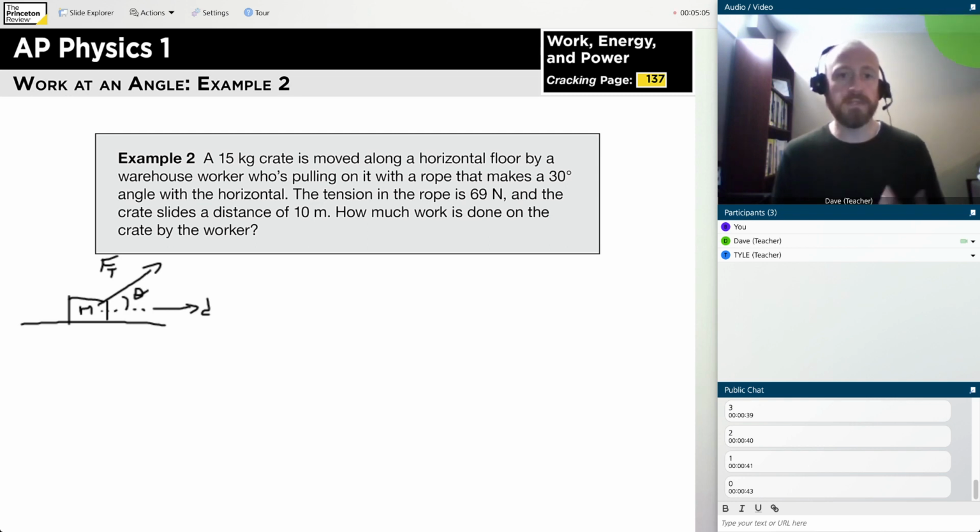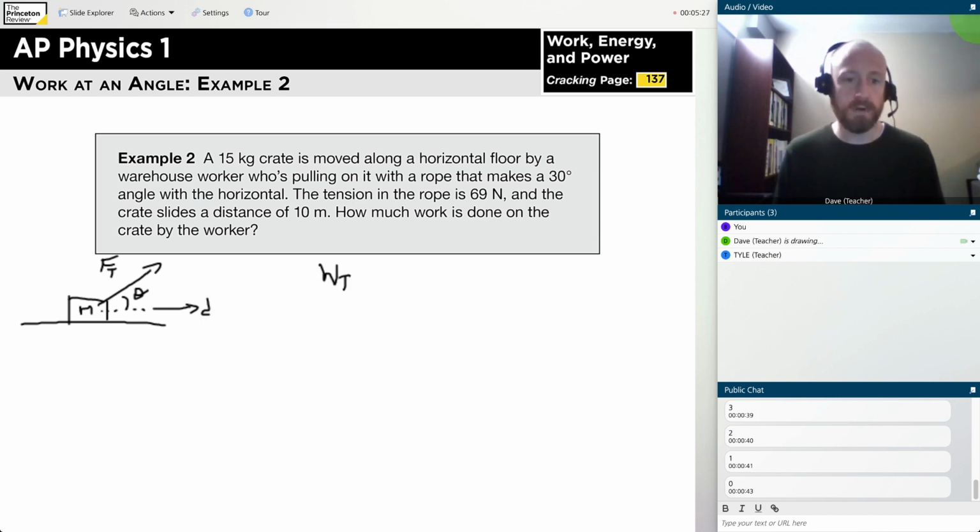So the question here then gives us the tension in the rope is 69 newtons, and the crate slides a total distance of 10 meters, and we want to know the work done by the worker on the crate. So there's lots of forces here, meaning there's lots of works we could look for. So be careful with your question. What work does it actually care about? And here it looks like it wants the work from that tension force.